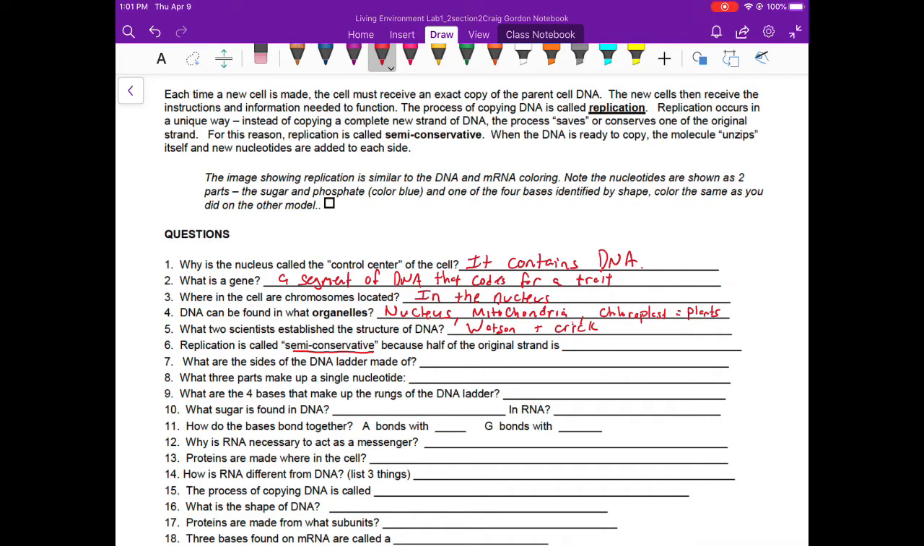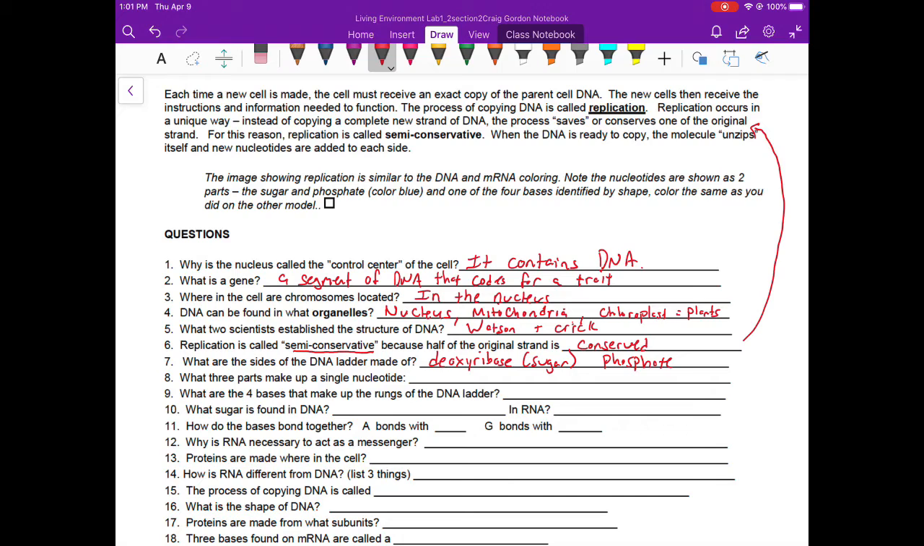What is a way of saying it? It saves it, right? It conserves it. It's conserved because it needs to be used again. And that comes right out of over here. What are the sides of the DNA ladder made up of? Well, you have something called a deoxyribose, which is a sugar. And you have a phosphate, which makes it negative.